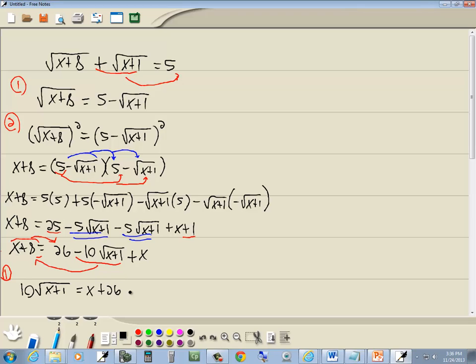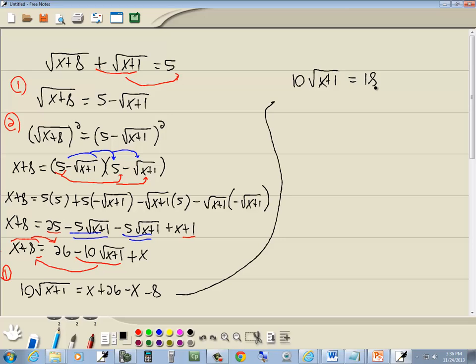Now I take the x over, it becomes a negative x. Take the 8 over, it becomes a negative 8. So we got 10 square root of x plus 1 equals, x minus x drops away, 26 minus 8 is 14? No, let me think, 18. 26 minus 8 is 18. Now, still don't have it by itself, but if I divided both sides by 10, I would create a fraction.